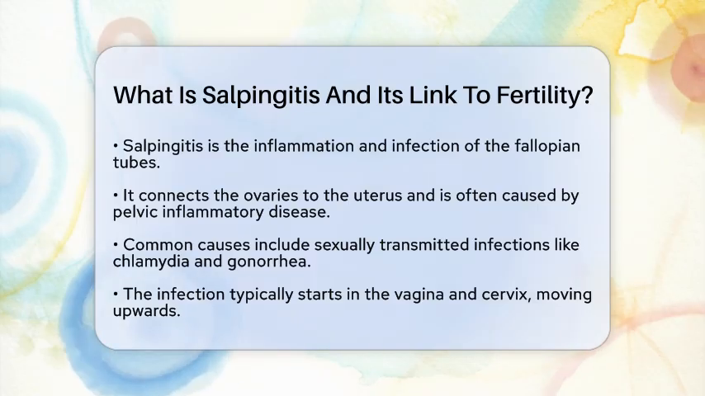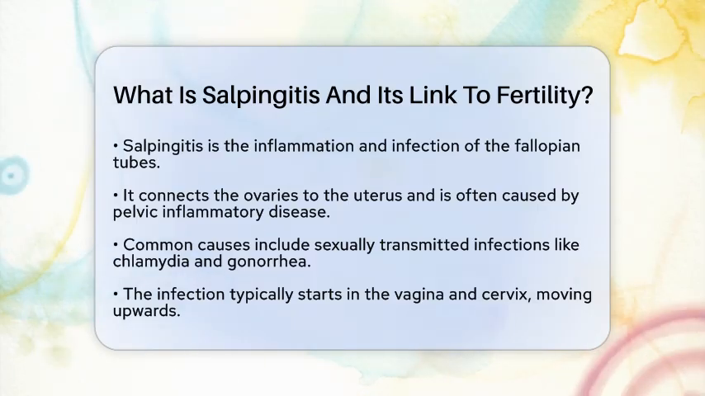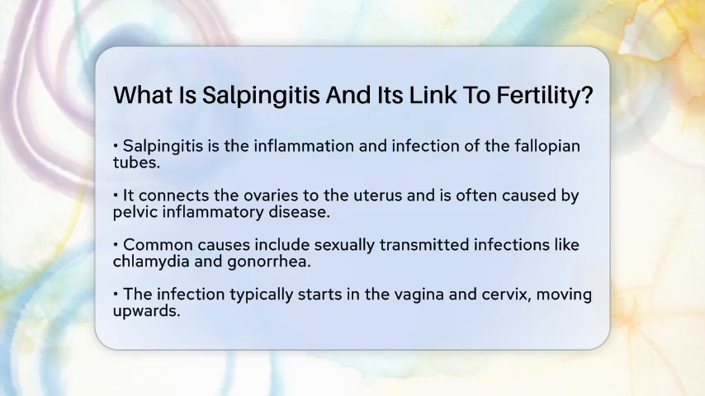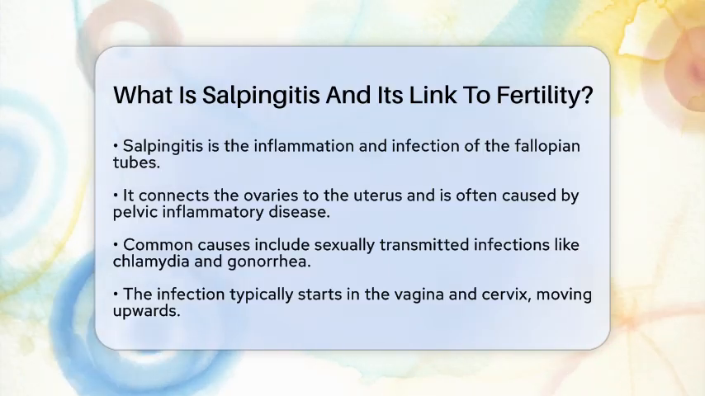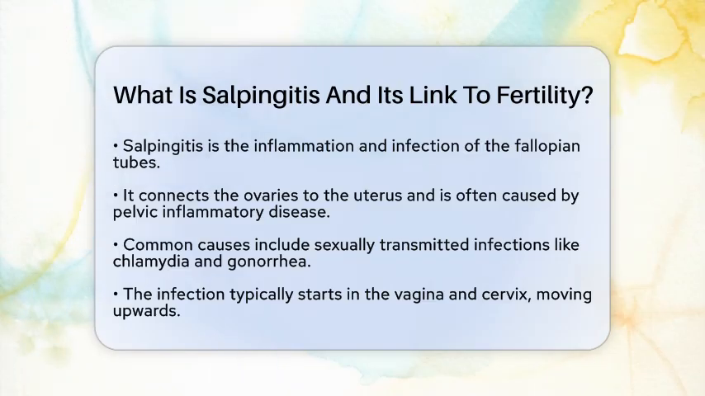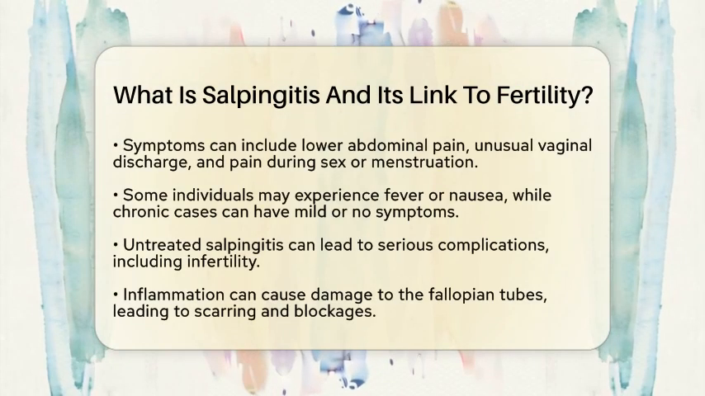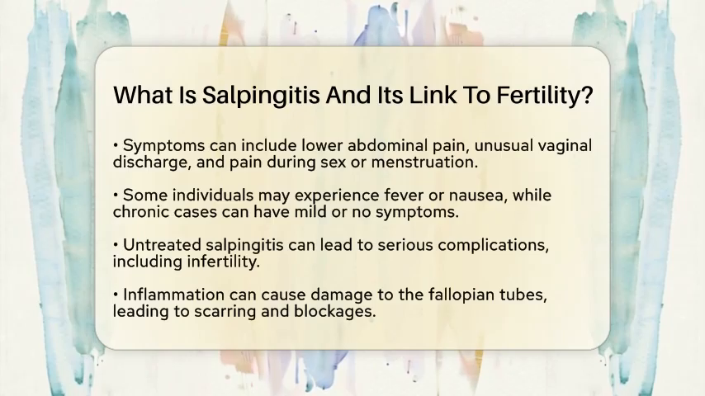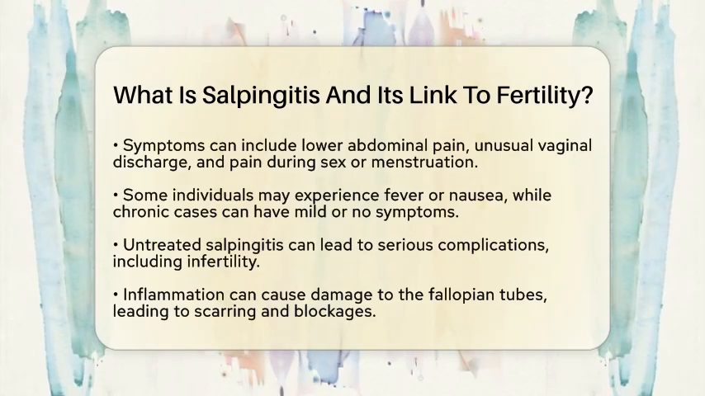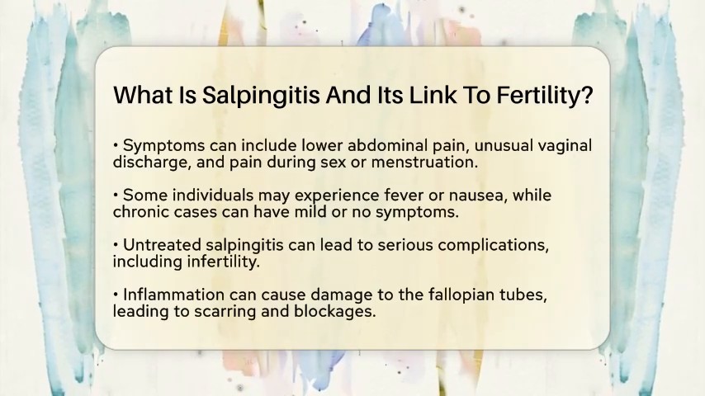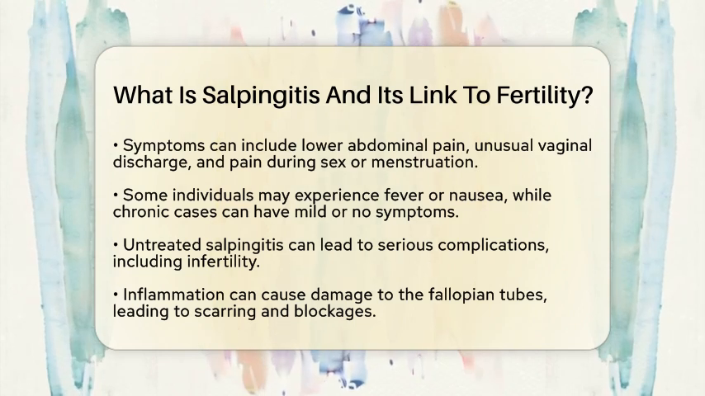Symptoms of salpingitis can vary widely. Some people may experience lower abdominal pain, unusual vaginal discharge, or pain during sex or menstruation. Others might have fever or nausea. In chronic cases, symptoms can be mild or even absent, which can lead to the infection going unnoticed. This is concerning because untreated salpingitis can lead to serious complications.